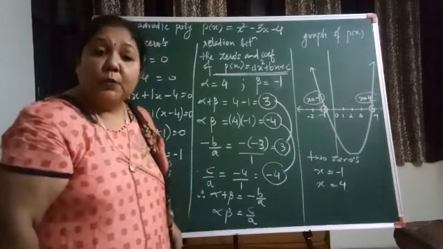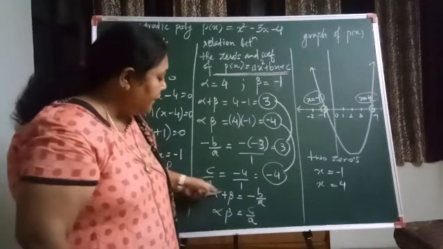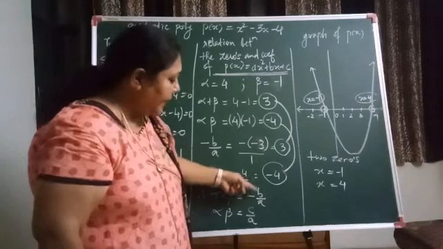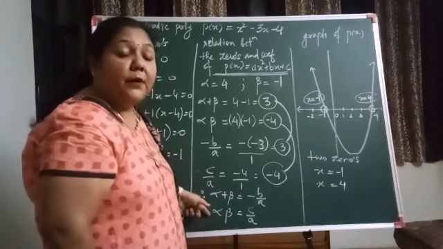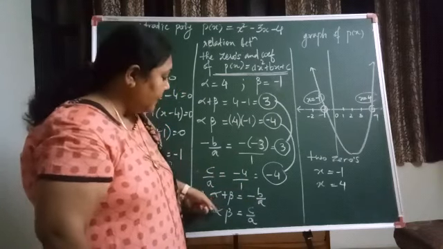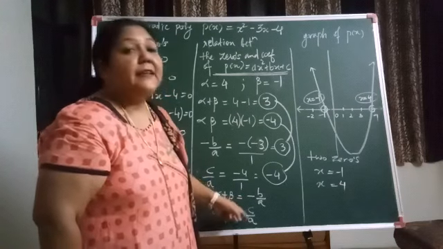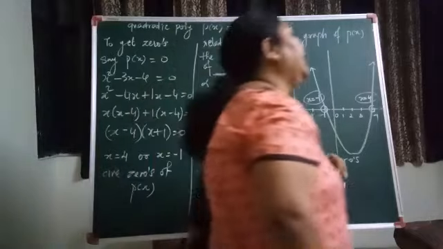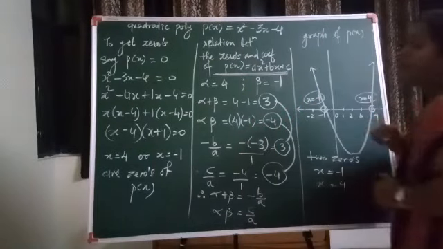That means you come to a conclusion: the sum of the zeros, alpha plus beta, is −b/a, and the product of the zeros, that is alpha multiplied by beta, is equal to c/a. And finally, now you take the graph of p(x).